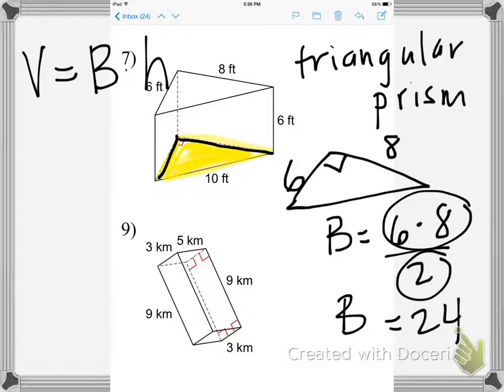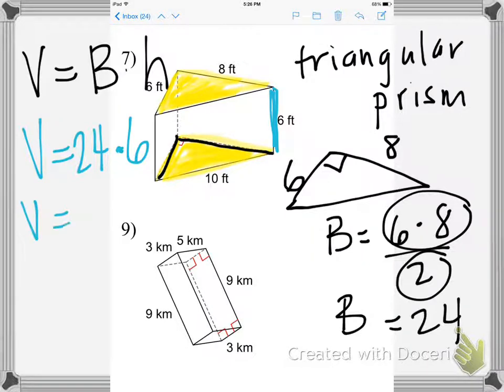And then the height of my triangular prism. Here's another base, and the height connects the two. So this is our height of our prism. It connects the two triangle bases. So volume is equal to 24 times 6. And that, I believe, is 144. Doing all this in my head, so if it's wrong, correct me. So that's number 7. You can pause it if you need to. I'm going to go to number 9 next.